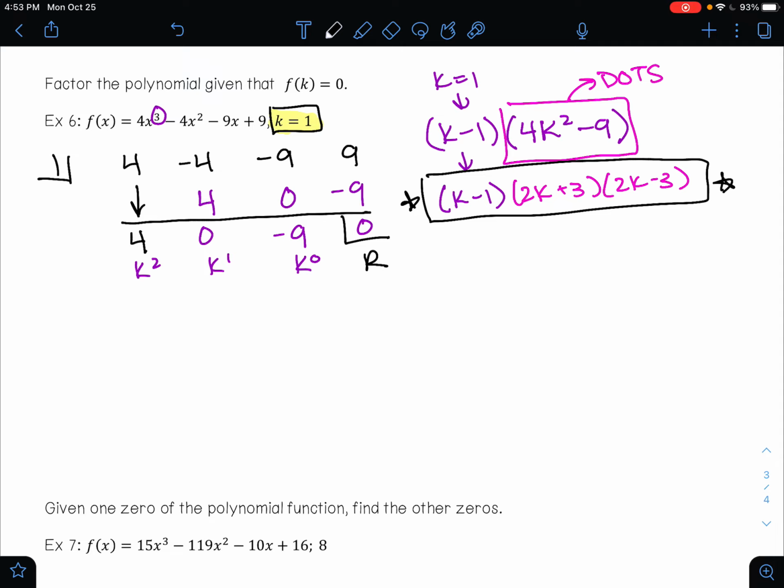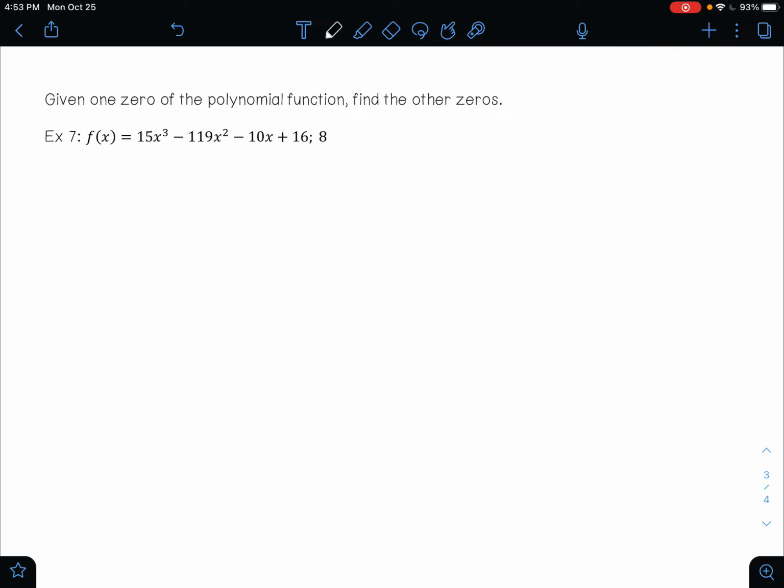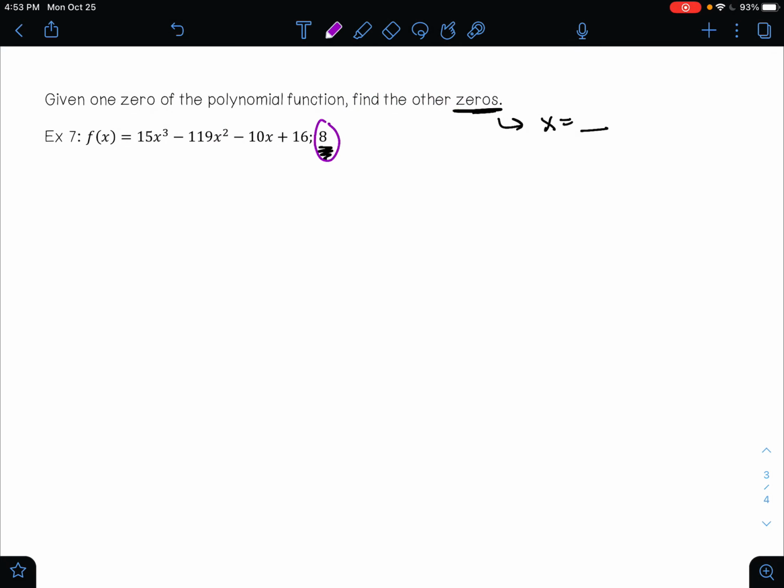Let's look at example 7. It said, given one zero of a polynomial function, find the other zeros. Remember, your zeros are your x-intercepts. So here you're wanting to get solutions. So we want to figure out what x equals. So I have 15x cubed minus 119x squared minus 10x plus 16. And then on the end, we have the semicolon and an 8. This is telling me that one of the solutions is x equals 8.